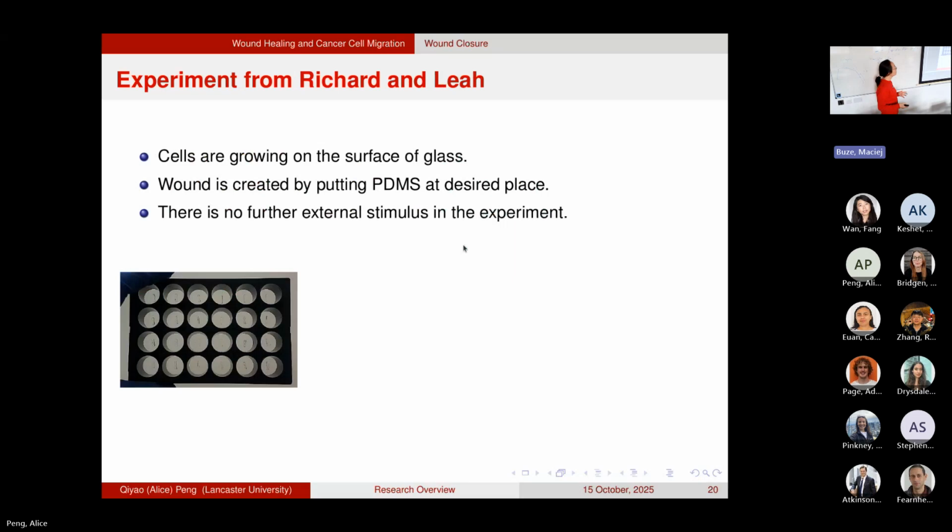Thanks to Richard and Leah, I understand a little bit better how things are set up in the wet lab. Basically, how Richard and Leah create a wound is that they put something called PDMS, which I don't know what it is, but it is something the cells really hate. So they don't want to enter this region, which means if you cover some region with PDMS, when you remove it, you will have no cells inside. So it is kind of like a wound. The very nice thing about this experiment is that they just let the cells proliferate and migrate, but there is no further external stimulus for the baseline model.